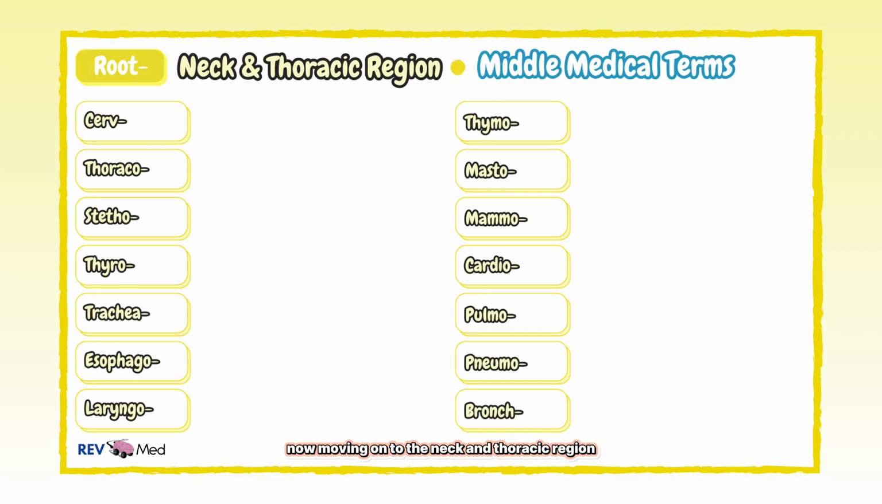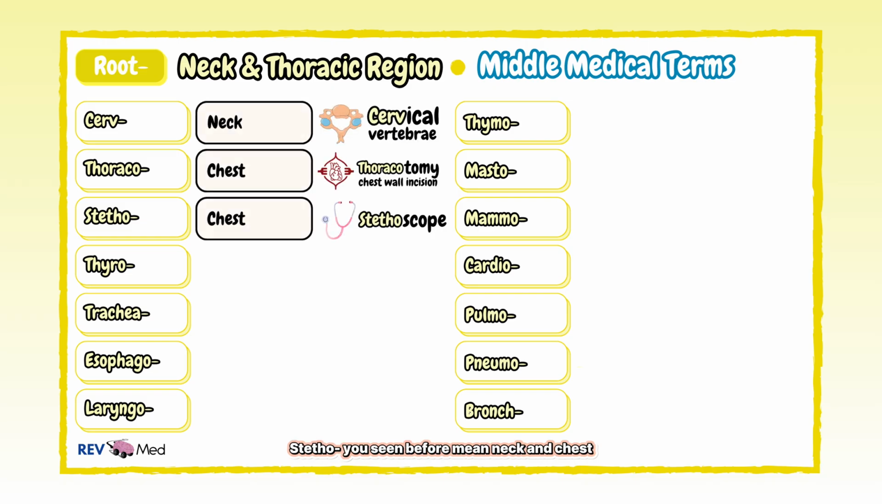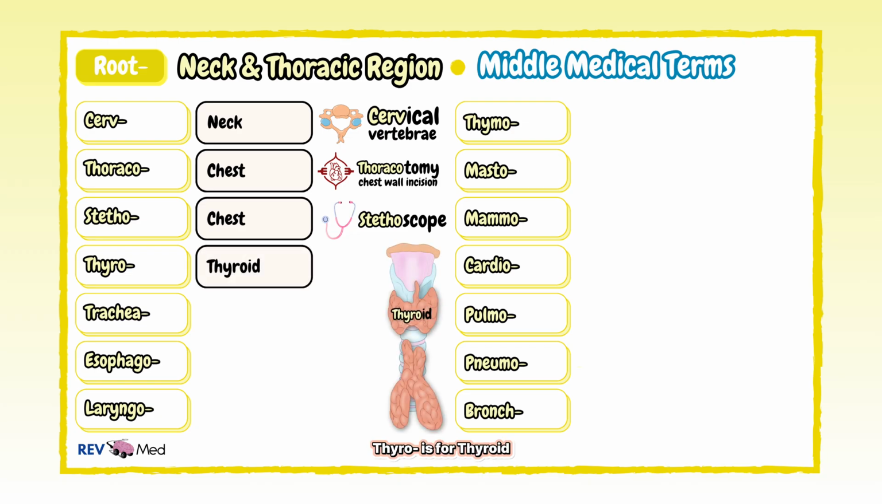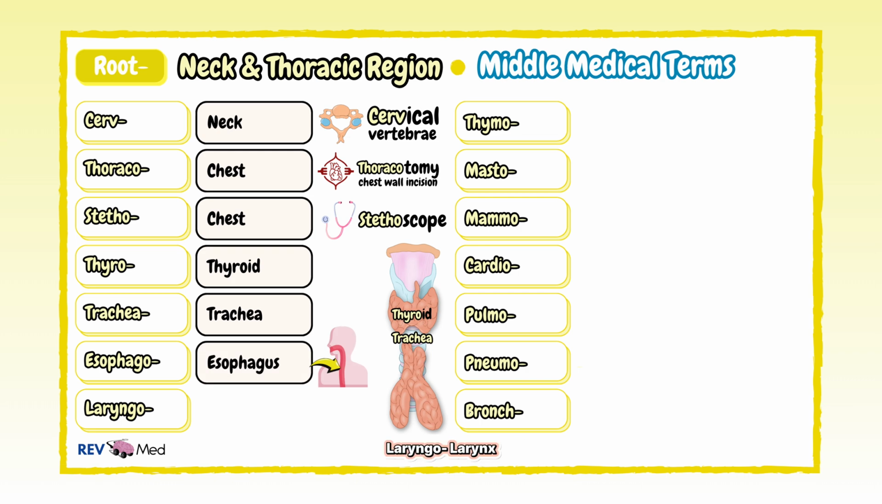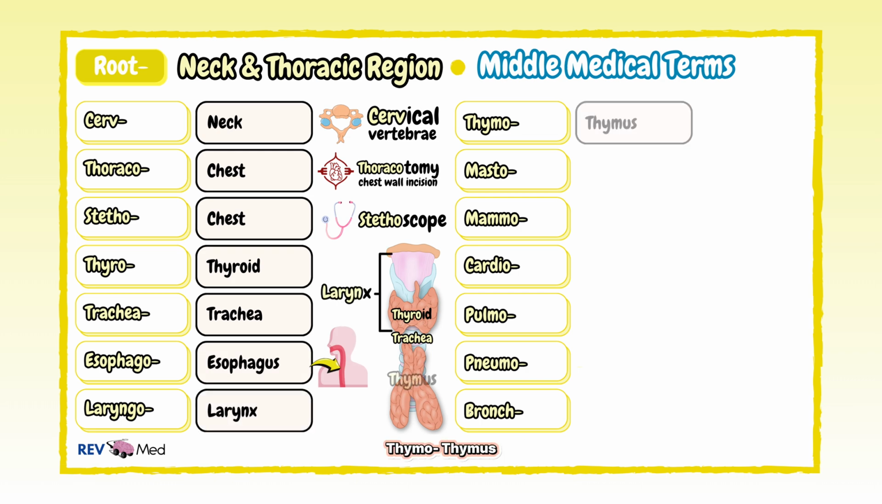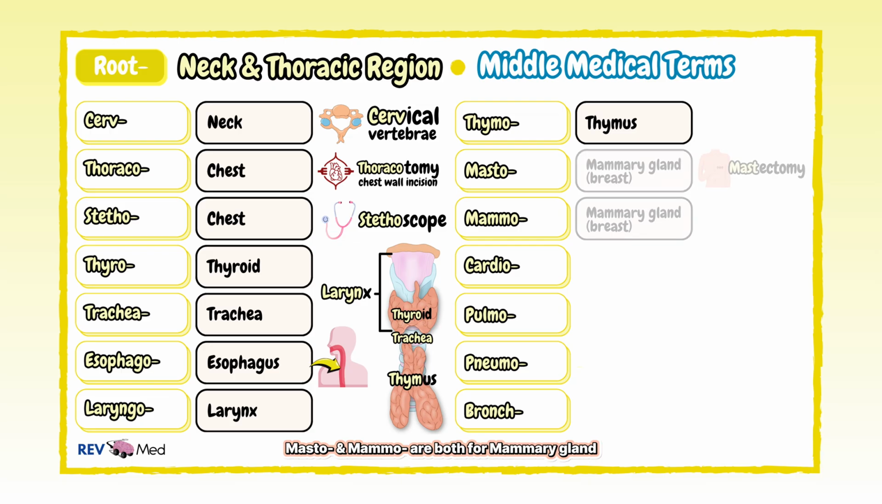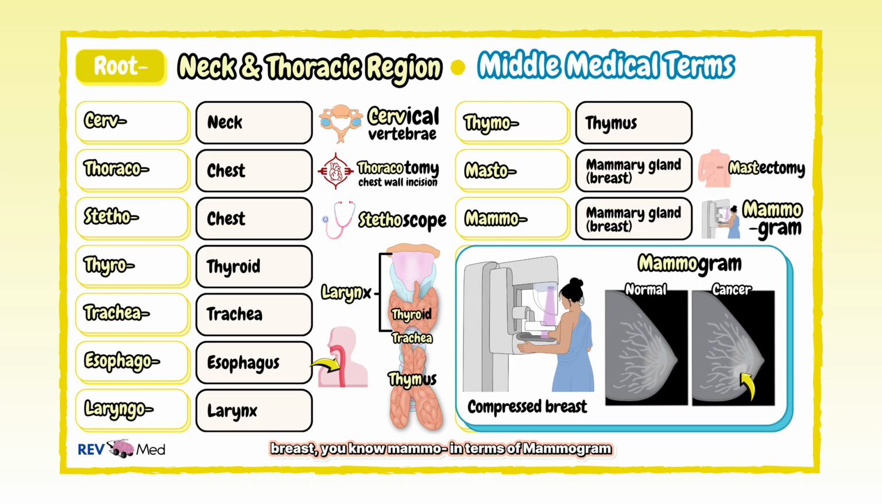Now moving on to neck and thoracic region specific root words. Cervico, thoraco, and stetho, which you've seen before, mean neck and chest. Thyro is for thyroid. Root word tracheo is for the trachea. Esophago refers to the esophagus. Laryngo, larynx. Thymo, thymus. Masto and mammo are both for mammary gland, breast. You know mammo in terms of mammogram, in which an x-ray of the breast is taken.